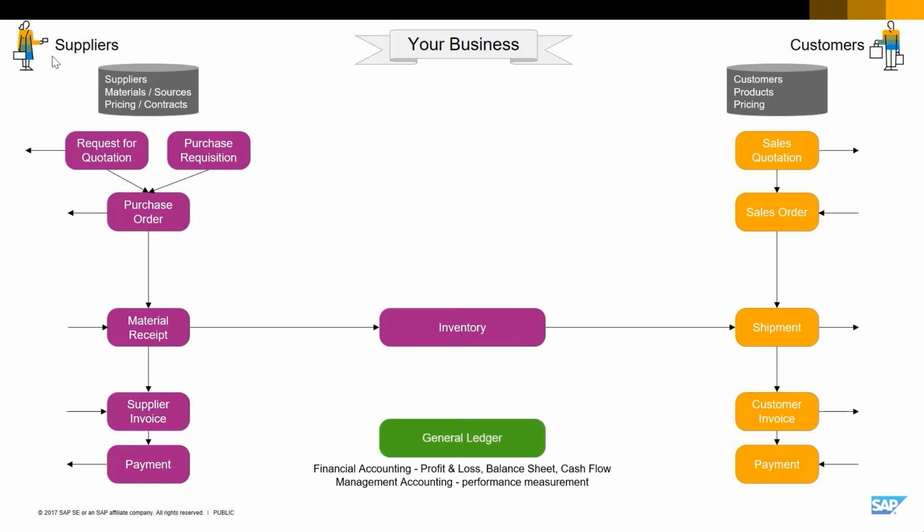So we have just spoken about suppliers and customers, vendors and customers, right? Here under suppliers, you will have material, sources, pricing, and contracts. And in the customers, you have customers, products, and pricing of your finished goods. Once you receive the material, where do you post the material? It will be posted into the inventory. This will be your current asset. Your inventory will always be your current asset.